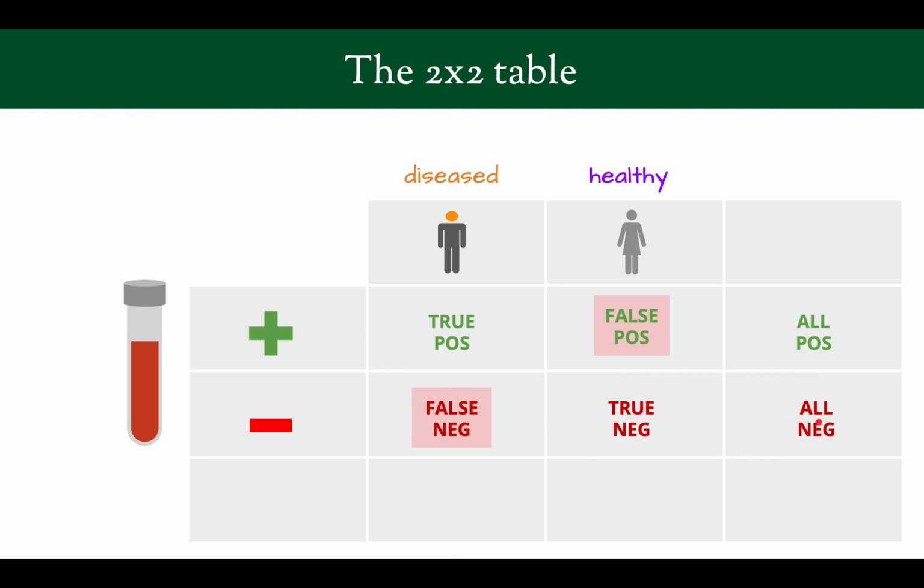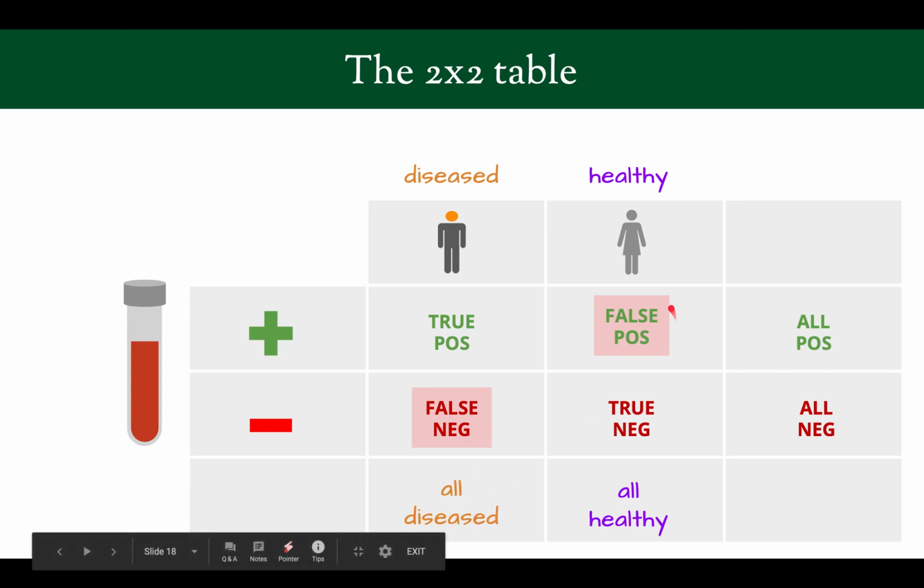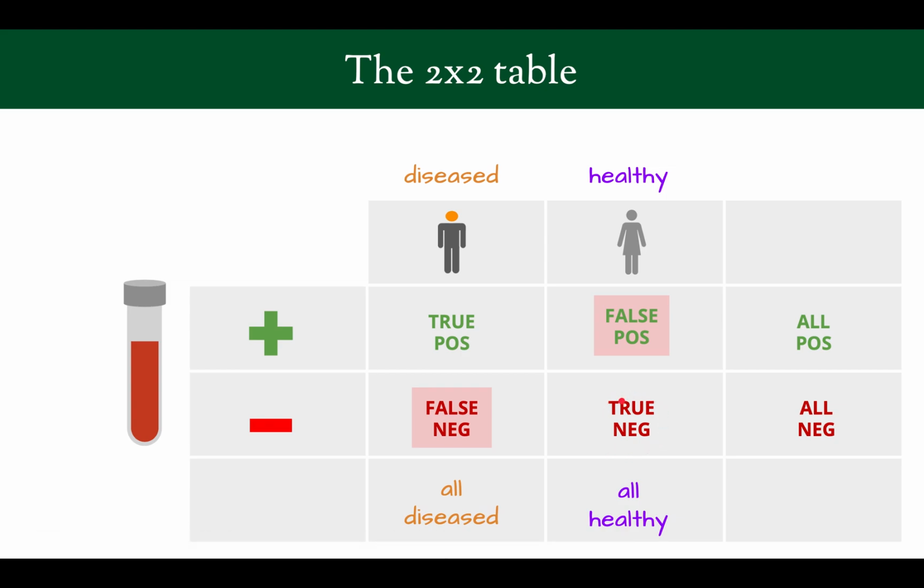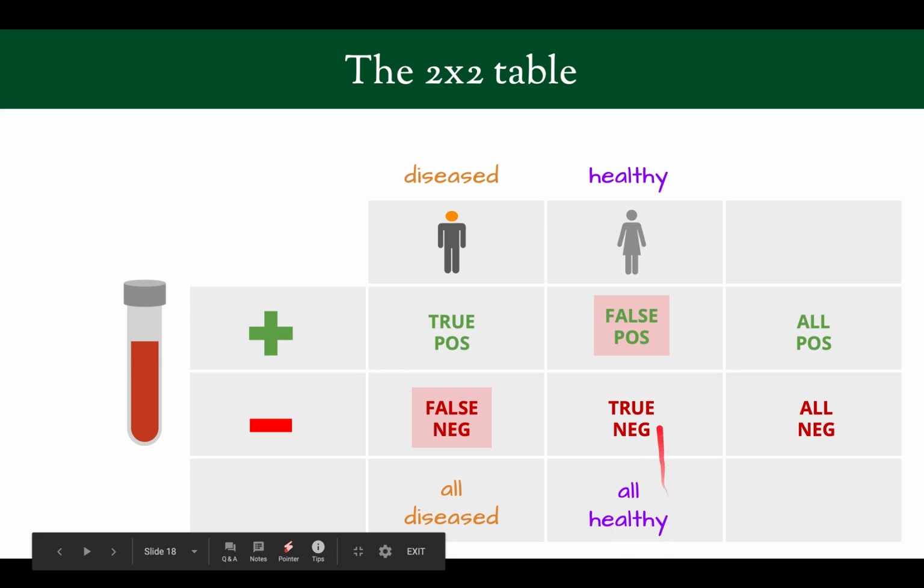So, all negatives. We can also add up all the people with the disease. Here are the people who had the disease with the positive test, and here are the people who had the disease with a negative test. And this is all the disease patients. And here are all the people who don't have the disease with a negative test, and all the people who don't have the disease with a positive test. Add those up, and in this column, you have all the healthy people. All right. Got it?